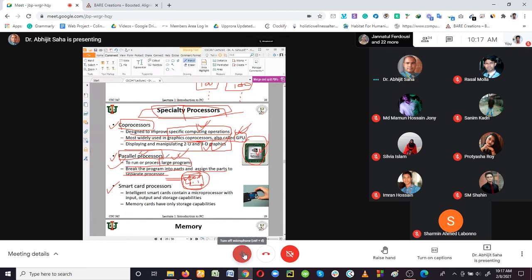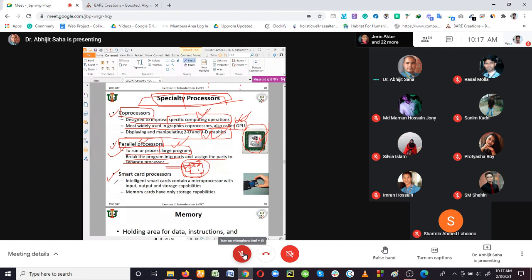Yes, sir. Okay. The next thing is quite interesting: the smart card processors. These are known as intelligent smart cards, which contain a microprocessor with input, output, and storage capabilities. Memory cards have only storage capabilities. The student ID card of IOBAT that you have is actually not smart, right? It gives a unique identification that you are a student of IOBAT.